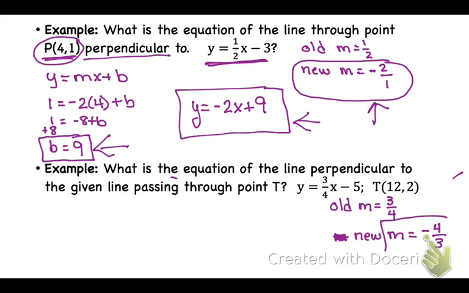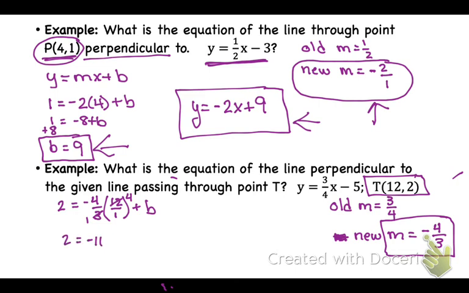So then I have a new slope, and I have a point. So I just plug in, right? So I get 2 equals negative 4/3 times 12, and that's over 1, right? Plus b. Guys, simplify before you multiply. Does 3 go into 12? Yes. How many times? 4. So I get 1 over 1 on the denominator, so it's going to be a whole number, yes? Negative 4 times 4 is negative 16 plus b.